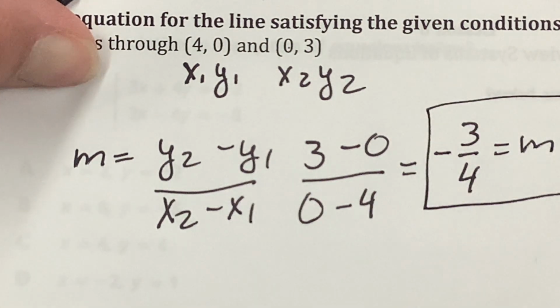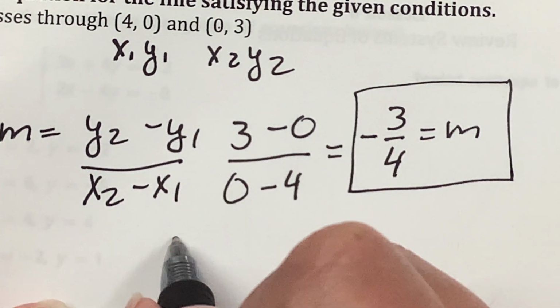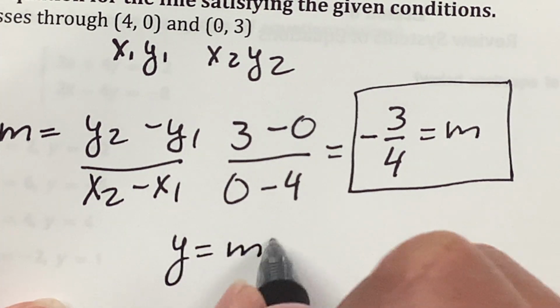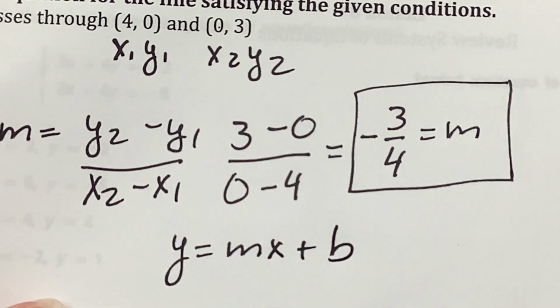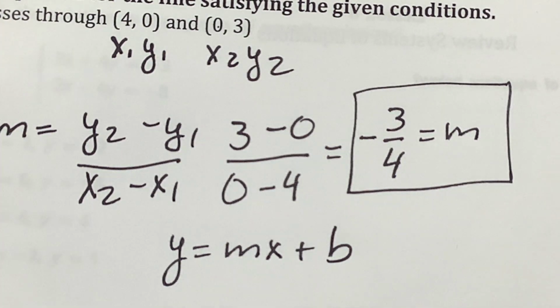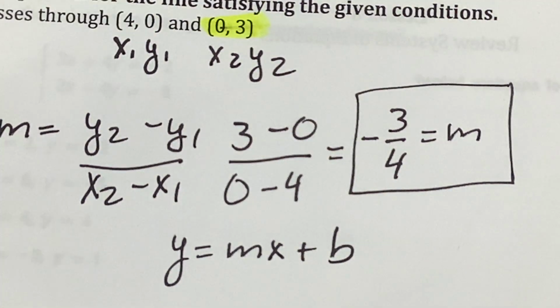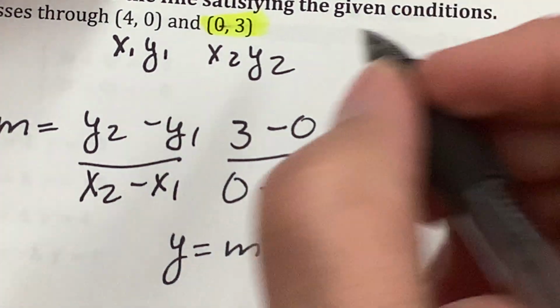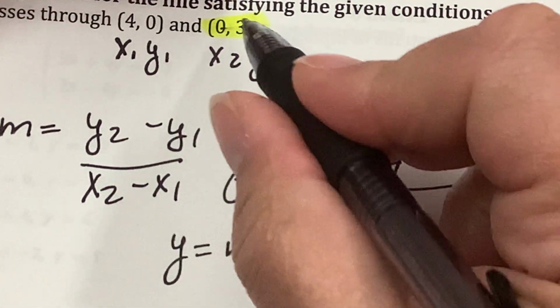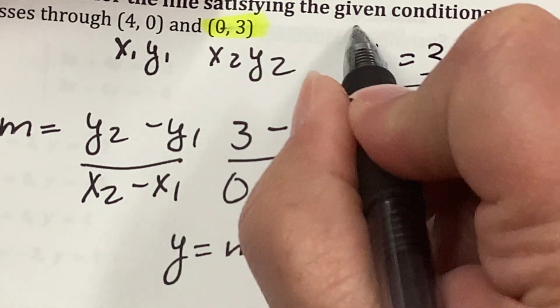But in order to have an equation, I need it to be in y equals mx plus b form. But what is b? Well, b is the y value when x equals 0. And look, right here, x is 0, and the y value is 3. So I know from this point, I have b equals 3.